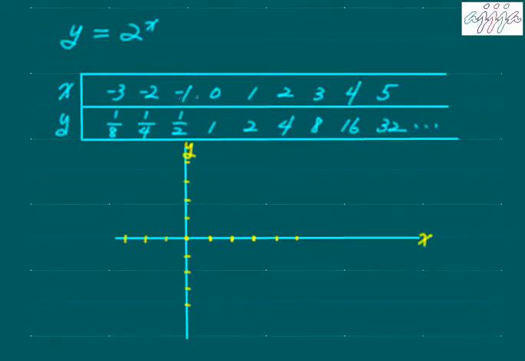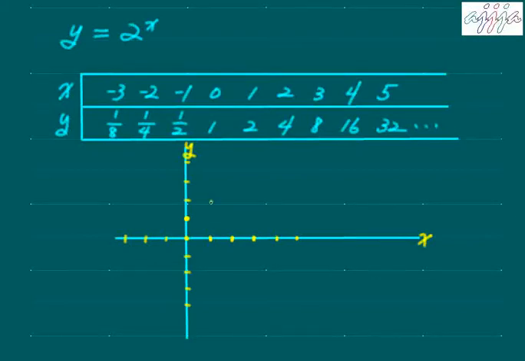So, 0. That means the x value is 0 right here. See? Then, y value will be 1. Alright. 1 right there. See? So, actually, here we go. Now, what about 1? X value is 1. Y is 2, right?